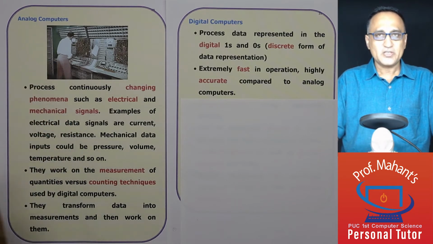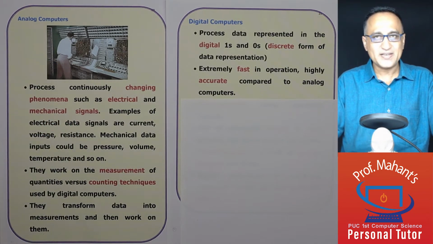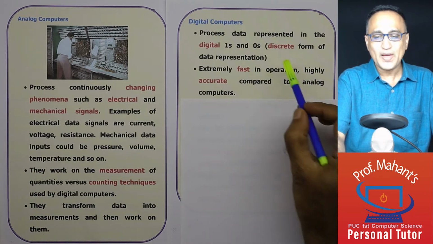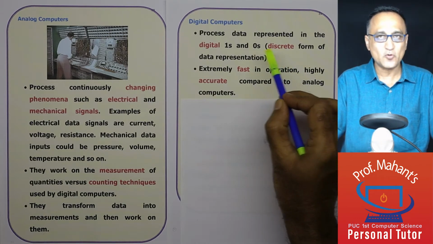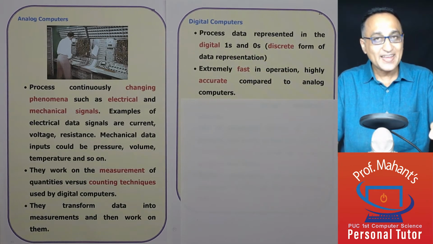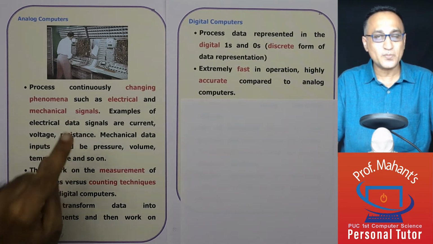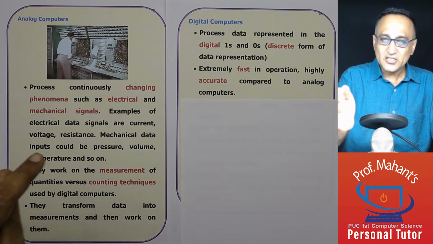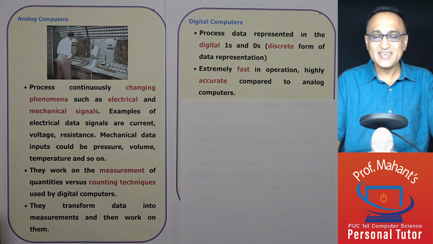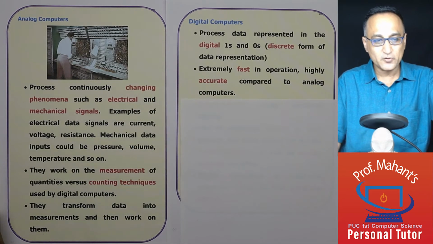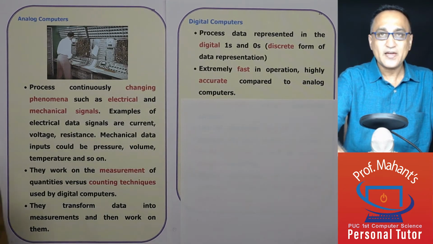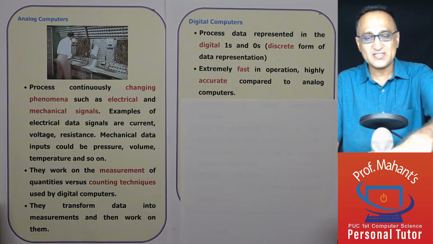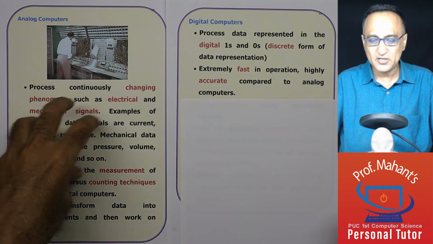In digital computers, we process data which has only two states, either a 0 or 1. That's why you have the word discrete. In discrete form, the values are fixed in the sense it can either be a 0 or 1. Whereas in analog, it can have a range of values 1.1, 1.2, 1.3, 1.4, 1.5, 1.6, and so on. Digital computers differ from analog computers in the sense they are highly accurate, very fast compared to this, and they are mostly general purpose computers. These are used for very specific applications, whereas these are used for highly general applications.